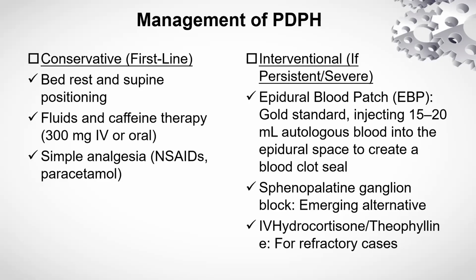But if this fails, or if the postural puncture headache is severe, we do what is known as the epidural blood patch, which is the gold standard, and you inject about 15 to 20 ml of the patient's blood into the epidural space. The idea is when the blood clots, it causes a seal on the dura, preventing further CSF loss. We have the sphenopalatine ganglion block, which is an emerging alternative. And for patients with refractory cases, steroids like hydrocortisone and theophylline may be used.